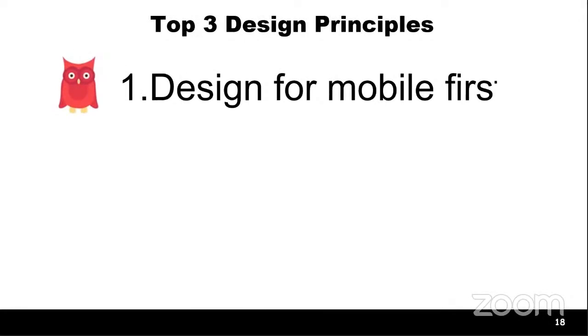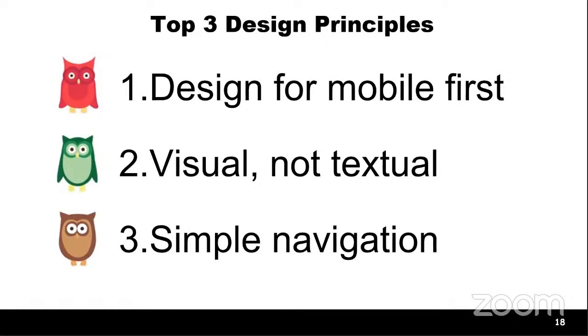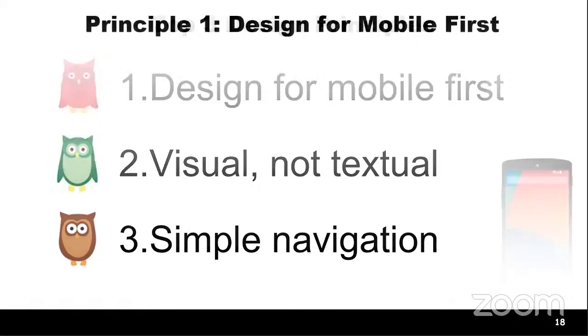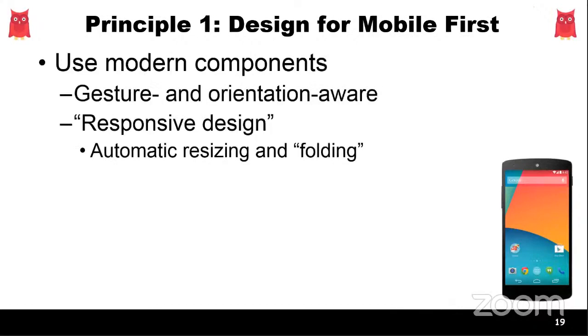So the 3 that I came up with: design for mobile first, visual not textual, and simple navigation. We're going to look at each of these, and then I'll show an example and show what I mean with each of the principles. So, design for mobile first.